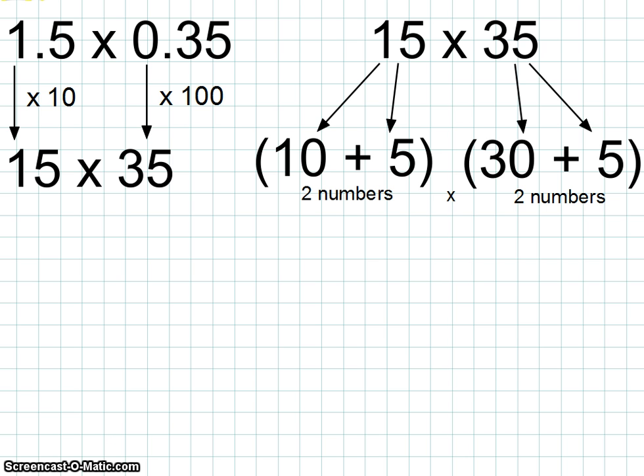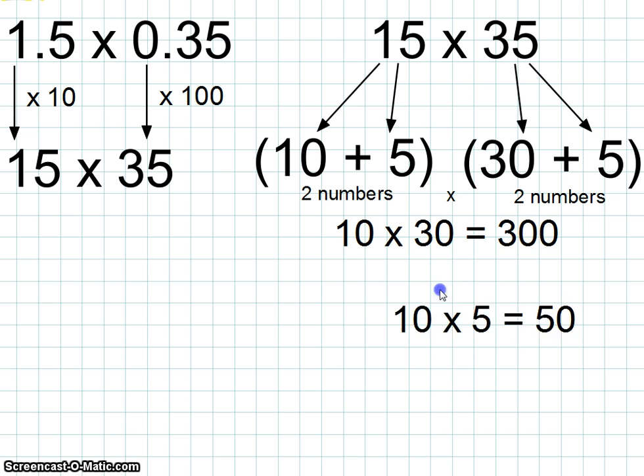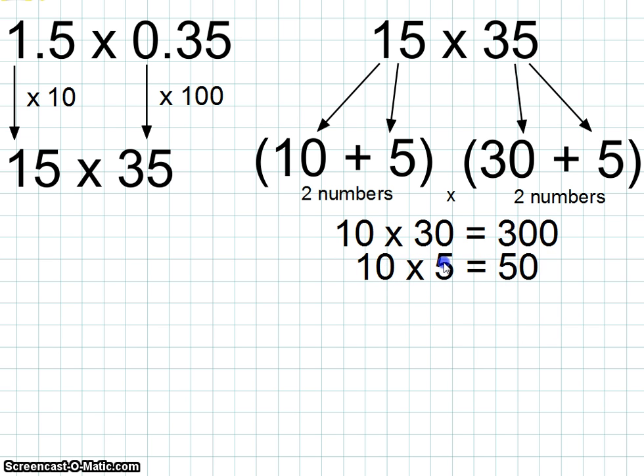So the answer is 4, right? So let's think of 4 different math sentences, the key is different, where one number from this group and another number from this group are multiplied. So first, I might choose 10 and 30. Well, 10 times 30 is 300. Next, I might choose 10 again from this group, and I'll choose 5 from this group. 10 times 5 is 50.